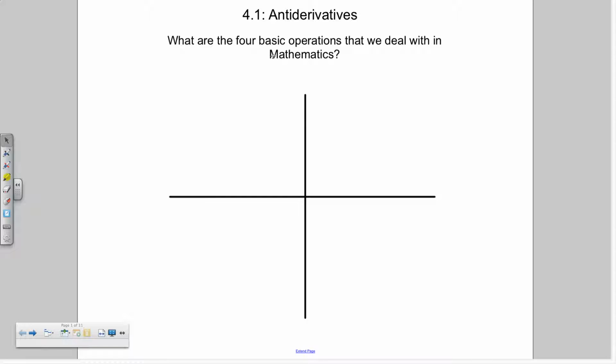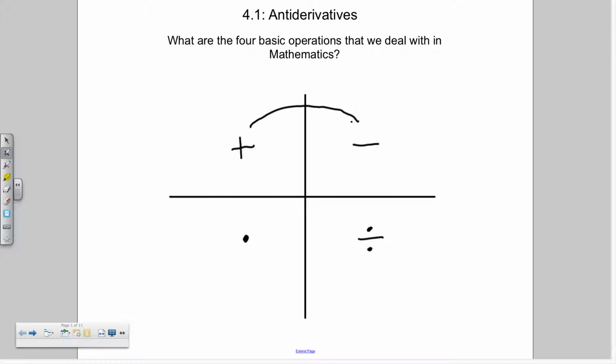So we'll start with this question. What are the four basic operations that we deal with in mathematics? And you know that I've asked this question before in a few lessons before this. They are addition and subtraction and multiplication and division. And the reason why I asked this question is because you know from experience that these operations aren't just separate entities, they are linked together.